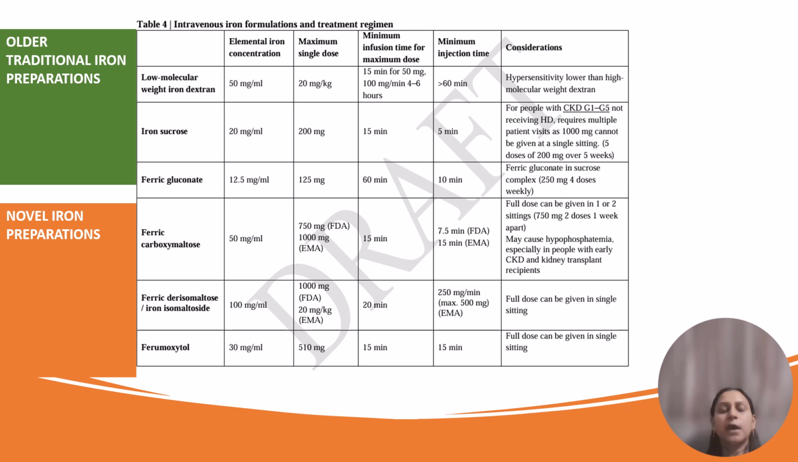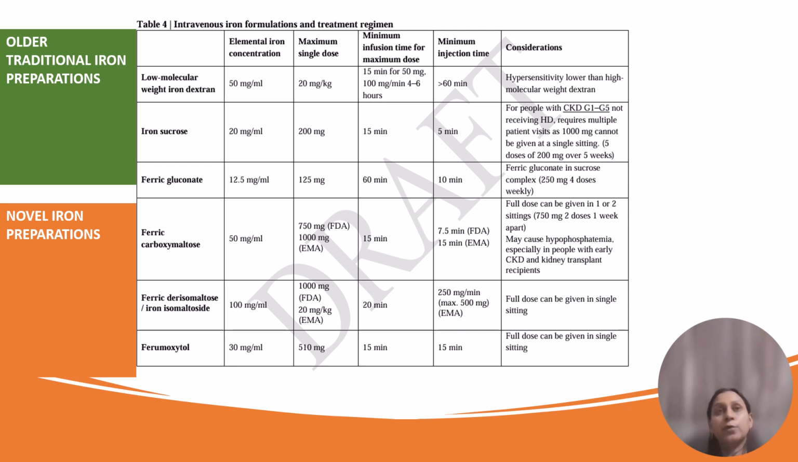And that is the problem with iron sucrose, and that is why we can't give high doses of elemental iron in iron sucrose. We have to give minute amounts of iron. So if you see here, the maximum single dose is only 200 milligrams, and you will have to give 5 doses of 200 milligrams over 5 weeks to cover the loss of iron stores, to treat iron deficiency anemia basically. Similarly, if you look at ferric gluconate, it is just 125 milligrams in one single dose, and you have to give 4 doses weekly.